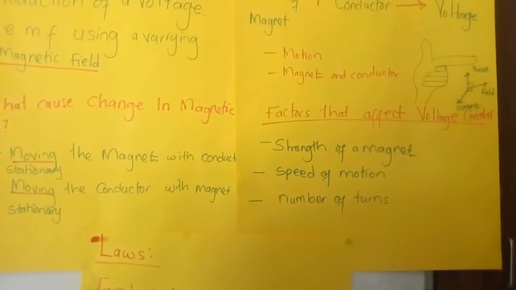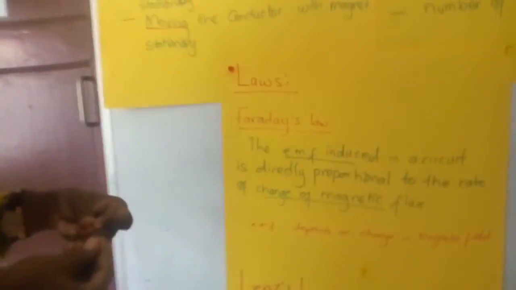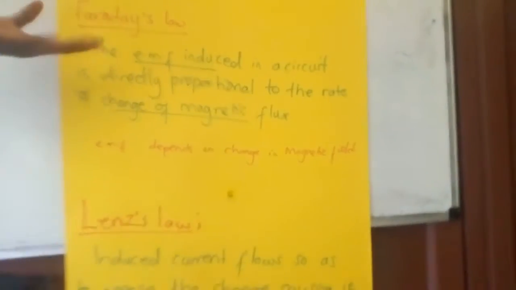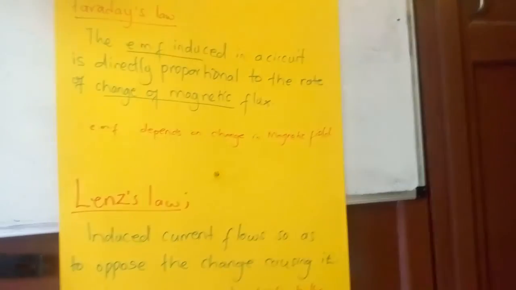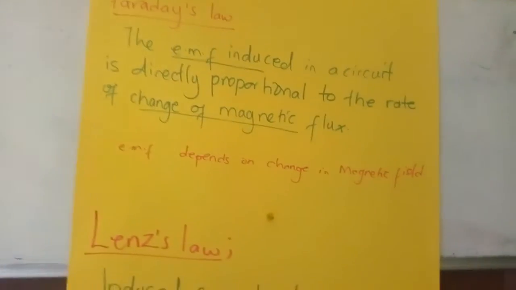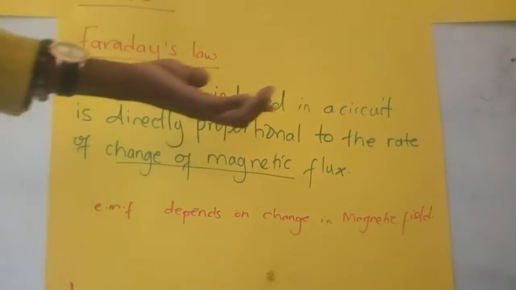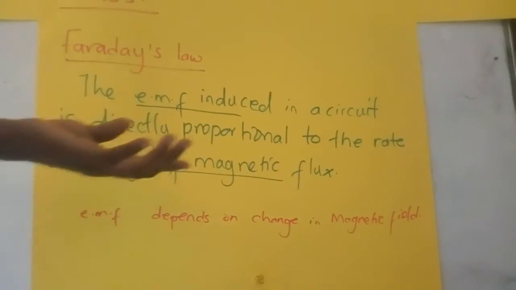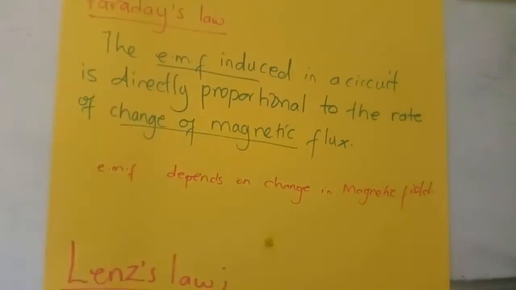And under electromagnetic induction, we'll come across two laws, Faraday's law and Lenz's law. These are called electromagnetic laws. Faraday's law simply talks about how EMF is created, and it says for you to get EMF, you need to have a change in magnetic field. So it states that the EMF induced in a circuit is directly proportional to the rate of change of magnetic flux. In other words, EMF depends on the change in the magnetic field.